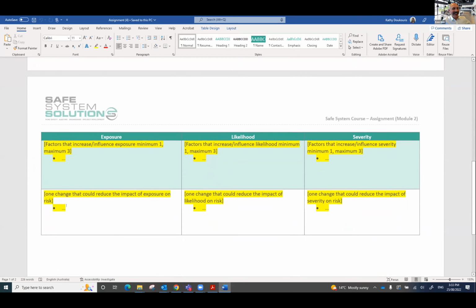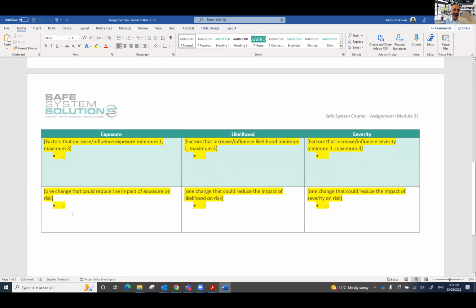Yeah. Okay. So as Kathy said there, pick an intersection. For this one, we're not going to get you to go out to it and look around. Certainly for safe system assessments, we always like you to go out there, but this is more just practicing categorization. And really, this is what we're marking you on: can you correctly categorize things into exposure, likelihood, and severity?